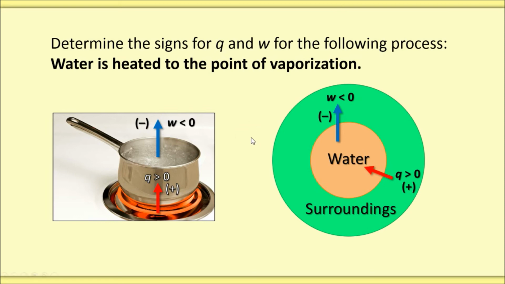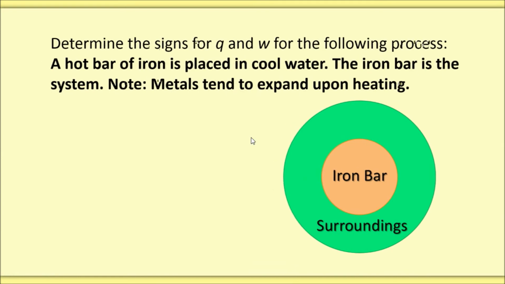We'll do one more example that's a little bit different. A hot bar of iron is placed in cool water. The iron bar is the system in this case, and note that metals tend to expand upon heating. So I told you what the system was here because it'd be a little difficult to differentiate whether the water or the iron bar is the system. But in this particular case, we're going to consider the iron bar to be the system. And it's important to mention that metals tend to expand upon heating because we need to know how the volume is going to change throughout this process.